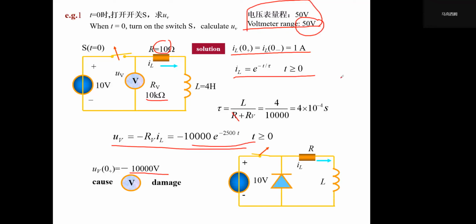So sometimes we put a diode in it to form a continuous path for the inductor to release the energy once we turn off the switch. So it will form a continuous loop to burn out the extra energy stored in the inductor.